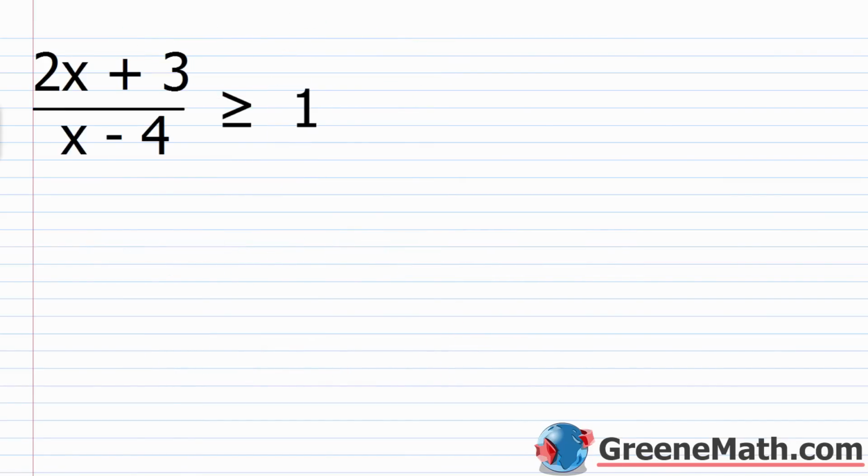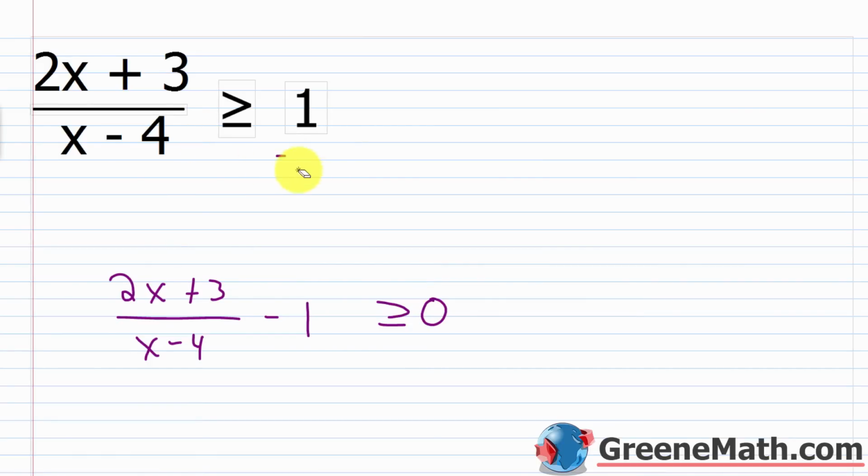All right, let's take a look at some that involve rational inequalities now. So we start out with (2x plus 3) over (x minus 4). This is greater than or equal to 1. The idea here is to get a single fraction on one side, 0 on the other. We can easily accomplish this. Let's just subtract 1 away from each side of the inequality. And what we'll have is (2x plus 3) over (x minus 4), then minus 1, is greater than or equal to 0.